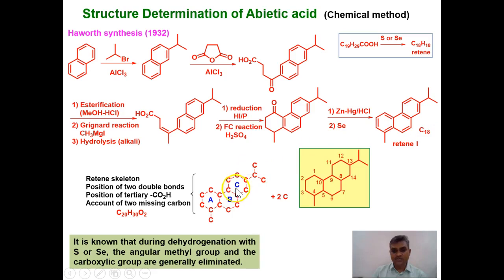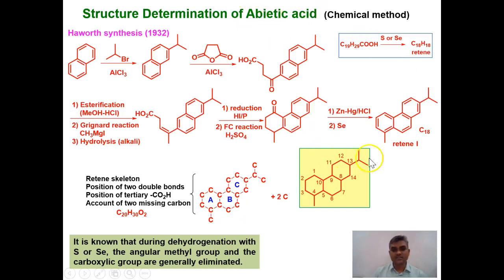Now, retene molecule corresponds to a total of 18 carbon atoms. Here is the 18 carbon atoms, and the 2 carbon atoms are lost during the dehydrogenation experiment. Now, these 2 carbon atoms which are lost are likely to be a carboxyl group as well as the angular methyl group, because it is a well known fact that decarboxylation occurs during sulfur or selenium dehydrogenations, as well as the angular methyl group is lost in the form of CH3SH. So chances are that whatever the 2 carbon atoms are lost, they may be an angular methyl group and the carboxyl group.